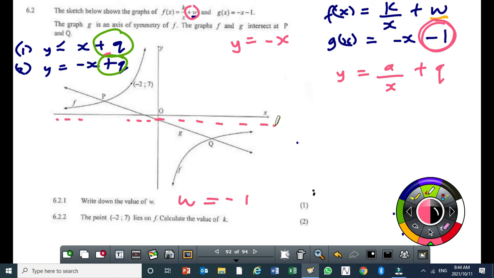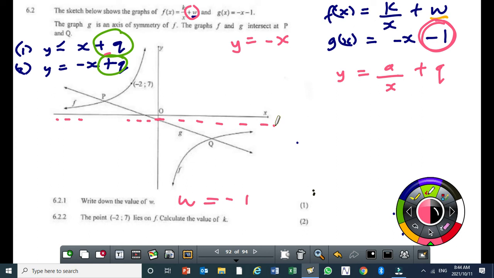Now, that's a very important concept that you need to know from grade 10. Your axis of symmetry and your asymptote intersect at a common point. Even if I were to draw the line of symmetry with a positive gradient, it will go like that, it will pass through this point.